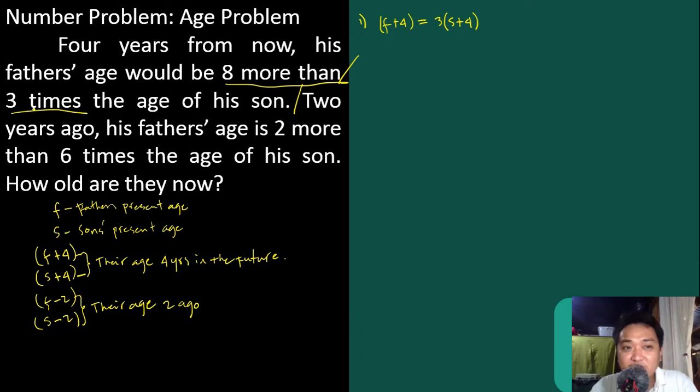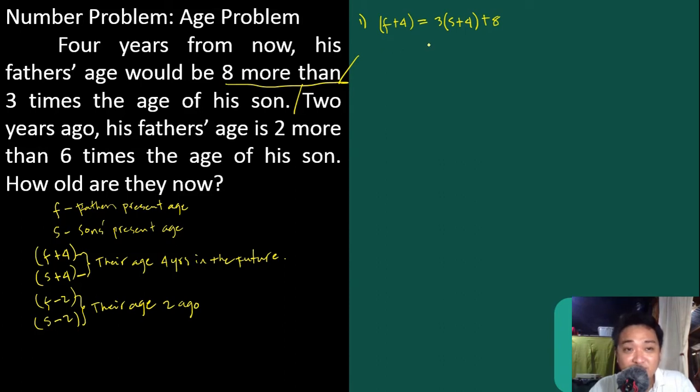Pero wag nating kalimutan, tapos na to, no? 3 times the age of his son. Wag nating kalimutan, meron pang ibang description. 8 more than. O pagka sinabing 8 more than, it is simply parang nagpa-plus ka lang yan. So that is plus 8. Okay, so basahin uli natin, 4 years from now, these are their age, 4 years in the future.